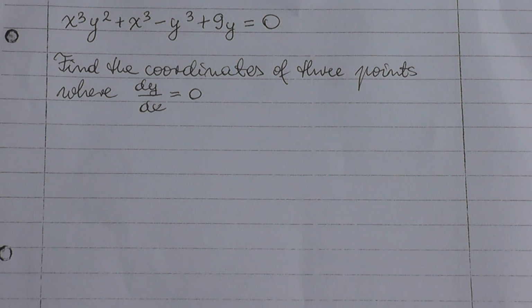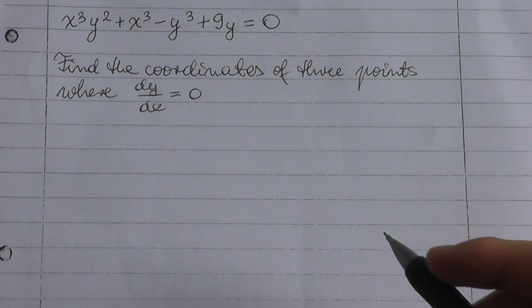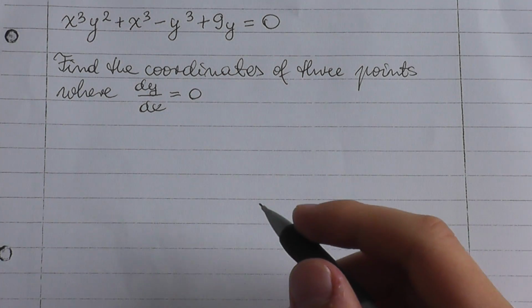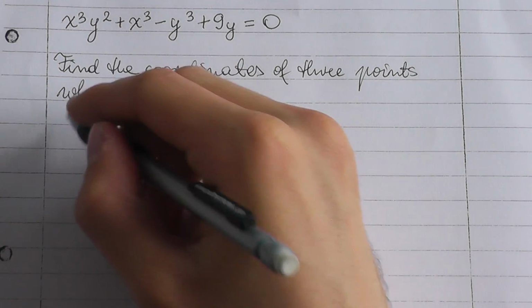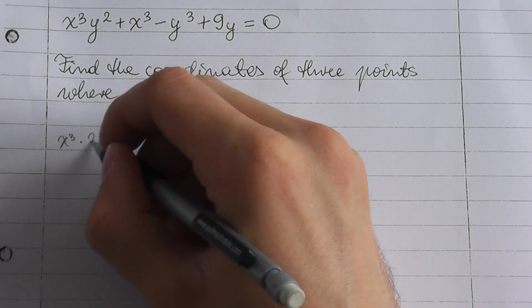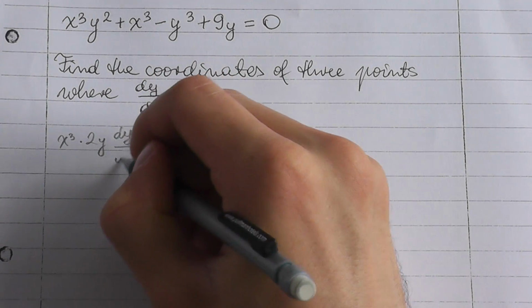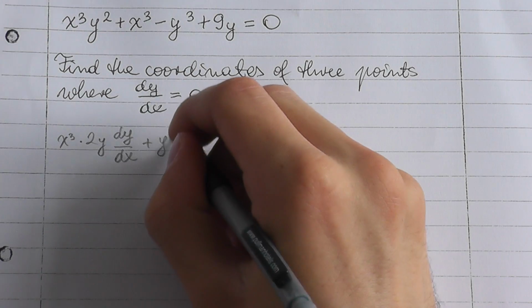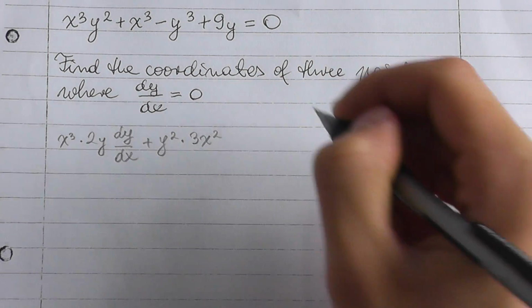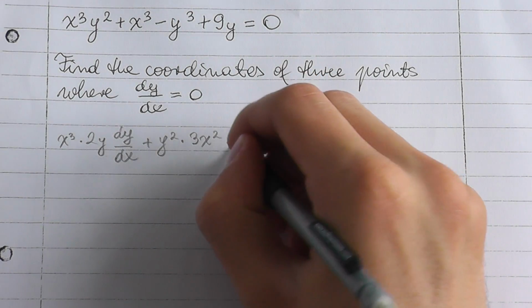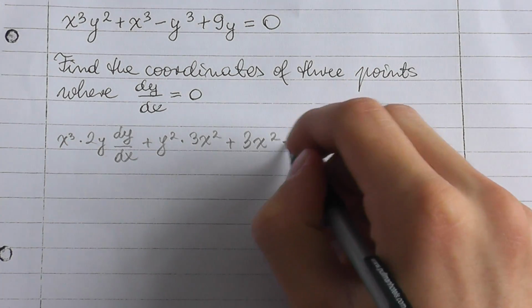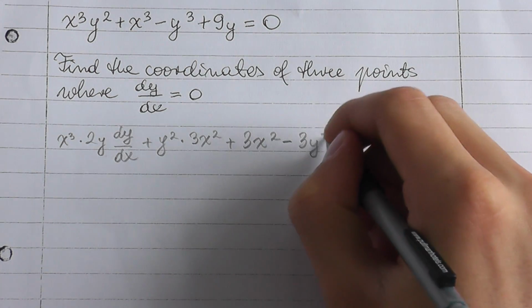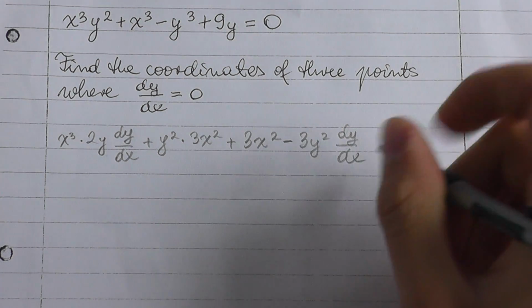So let's start. Implicit differentiation is mechanical and it is very easy to understand as long as you go step by step. So in here we have first times derivative of the second plus second times derivative of the first, plus the derivative of x cubed is 3x squared, minus the derivative of y cubed is 3y squared dy dx. Don't forget the dy dx's.